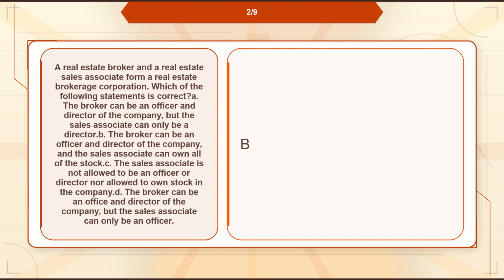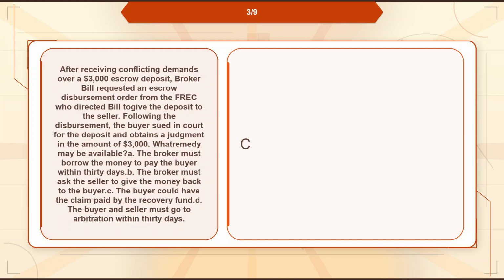Flashcard 2. Term: A real estate broker and a real estate sales associate form a real estate brokerage corporation. Which of the following statements is correct? A. The broker can be an officer and director of the company, but the sales associate can only be a director. B. The broker can be an officer and director of the company, and the sales associate can own all of the stock. C. The sales associate is not allowed to be an officer or director nor allowed to own stock in the company. D. The broker can be an officer and director of the company, but the sales associate can only be an officer. Definition: B.